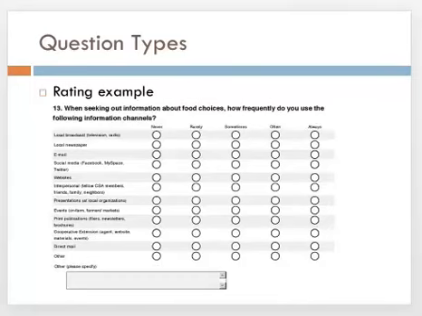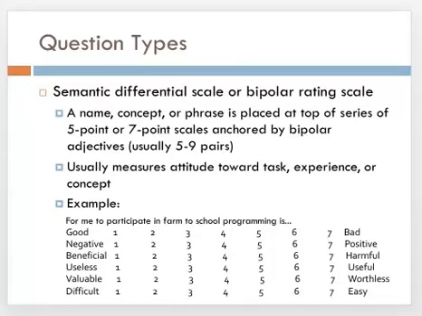Another example would be when seeking out information about food choices, how frequently do you use the following information channels? And I go from never to always, and then I have all the channels available, and they're able to indicate the level of use using a Likert scale. And then I'll know which channels have been used always, ones that aren't used often, or never. And that can help me know how to communicate better with that respondents group, because I understand where they're getting their information from.